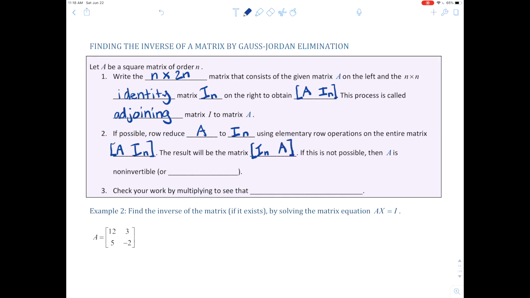Good so far? If this is not possible, then A is non-invertible, or, what was that word? You got it, singular. Check your work by multiplying to see that A times A inverse equals A inverse times A equals I_N. Groovy? Well, let's do it.